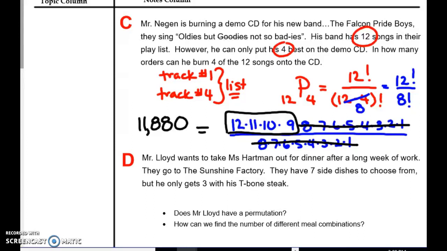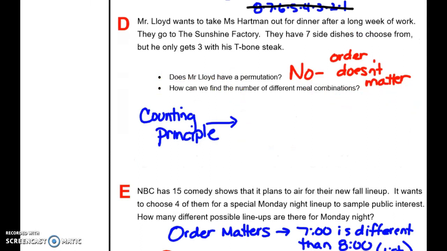What I want you to do is read through the next 3 questions, decide if order matters in them, set up your permutation, and then I will show you the setups. So take a second, pause your computer, work through the next 3, and I will get right back to you. All right, I worked through these next questions.